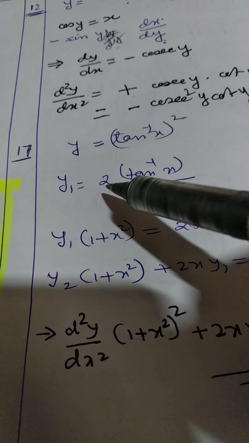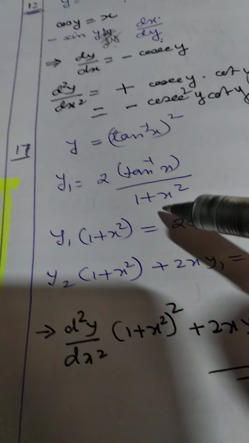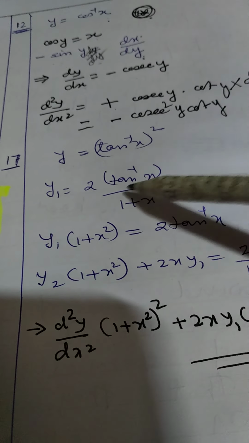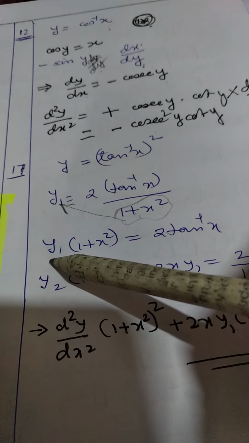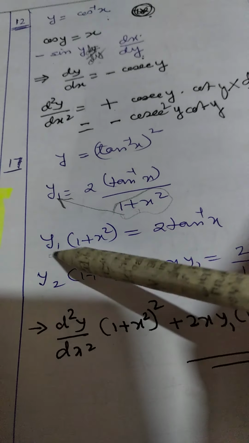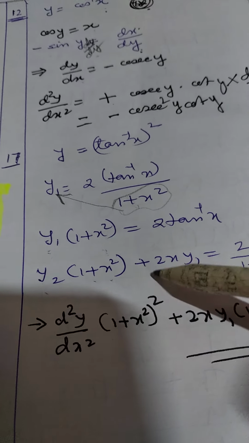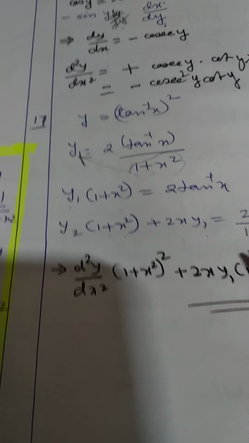The next question, that is the 17th question, y is equal to tan inverse x whole square. The regular formula, composite function, so 2 times tan inverse x upon 1 plus x square. So again I change the form by taking the denominator quantity to the left hand side and have the left hand side as the product form. So we'll again use the product rule. So 1 plus x square y2 plus 2x y1, and this is further rewritten and you have the answer.